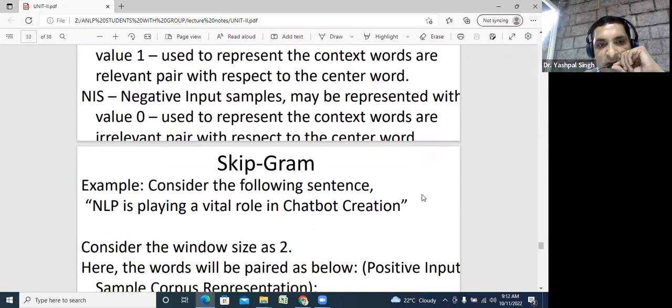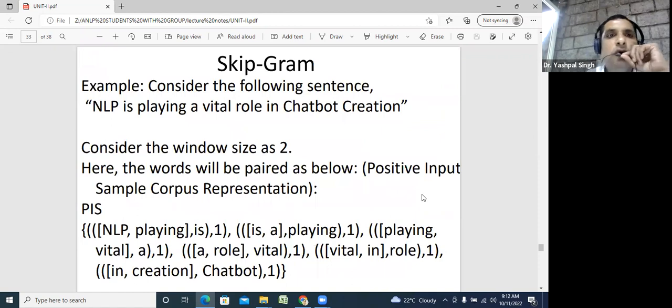Now we are going to go through an example in the skip gram model. NLP is playing a vital role in chatbot creation. So we have one sentence, NLP is playing a vital role in chatbot creation. Then consider the window size as 2. The words will be paired as below, that is the positive input sample corpus representation.